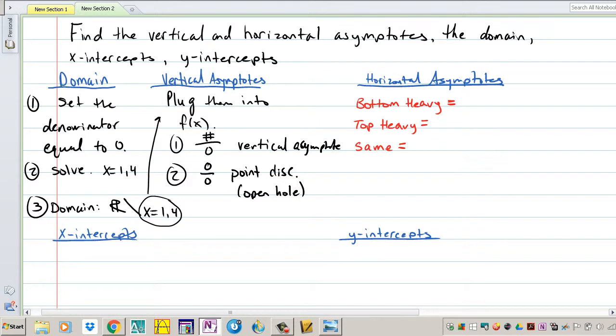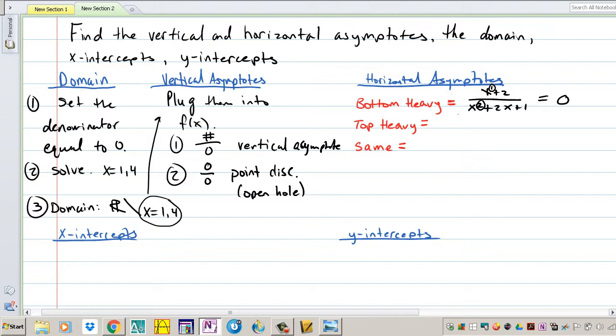To find horizontal asymptotes, we classify them in three ways. If the function is bottom heavy, for example, x plus 2 over x squared plus 2x plus 1, bottom heavy means the degree, or the power, on the bottom is bigger than the one on top. Anytime you have a bottom heavy function, your horizontal asymptote is always going to be 0.